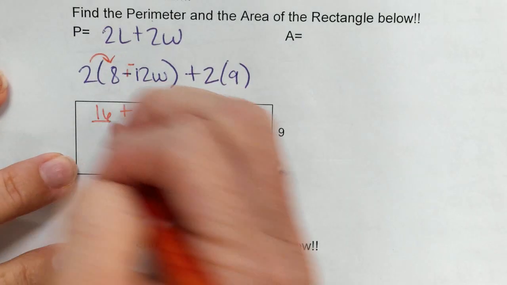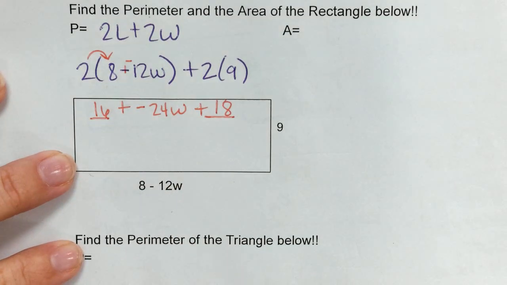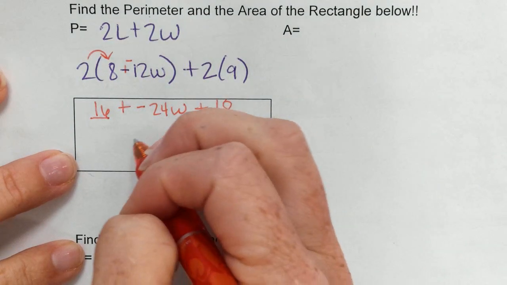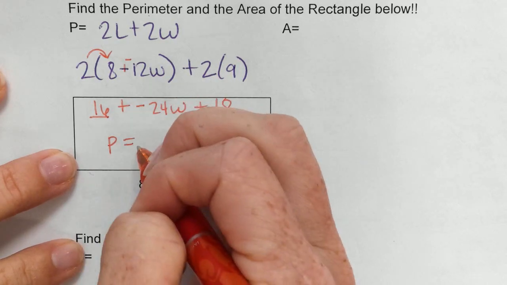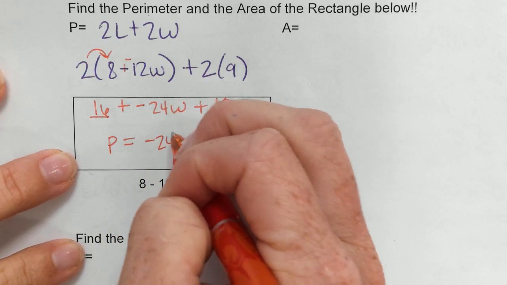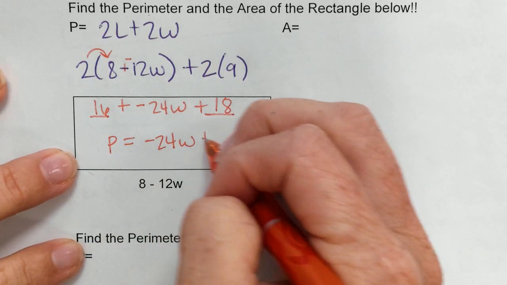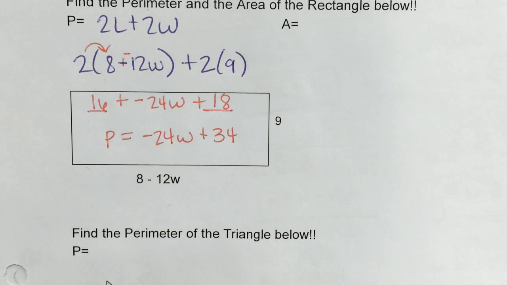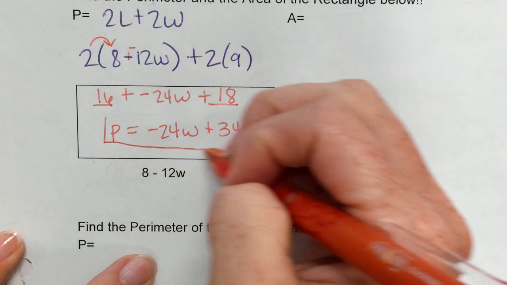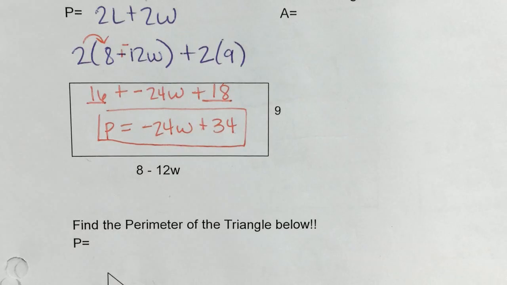What's a like? Okay, well, I can't do anything with this, so my answer is going to be the perimeter is equal to negative 24w. And 16 plus 18 is 34. Plus 34. Is there anything else I can do to this problem? So that's it. I'm done. That's what the perimeter is equal to.